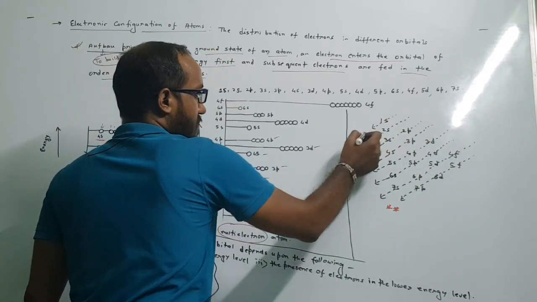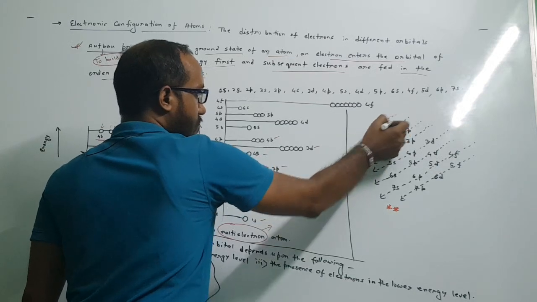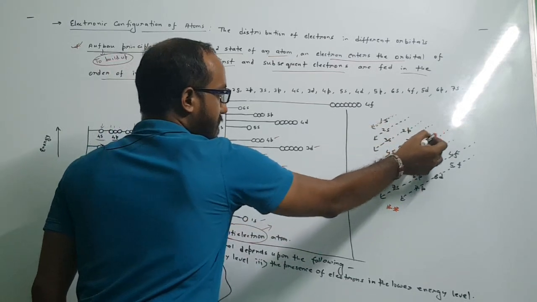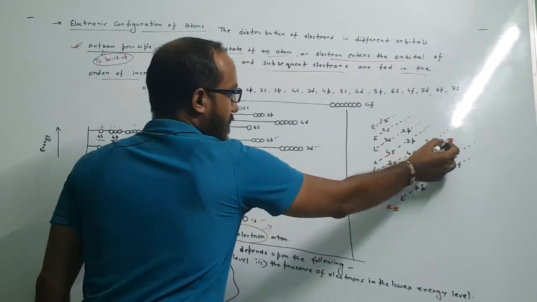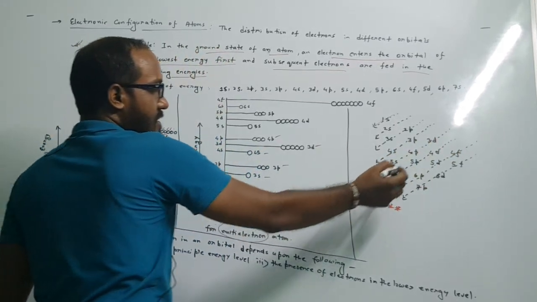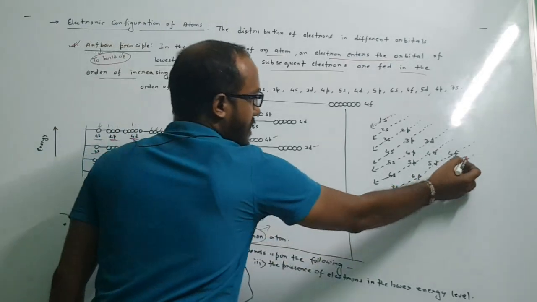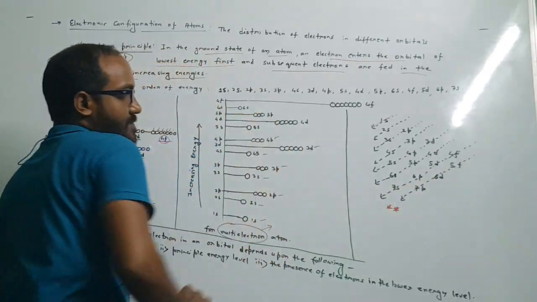Then cross it with arrows: first 1s, then 2s, then 2p, 3s, then 3p, 4s, then 3d, 4p, 5s, then 4d, 5p, 6s, then 4f, 5d, 6p, 7s, then 5f, 6d, 7p.